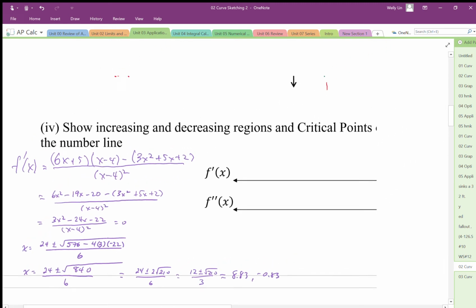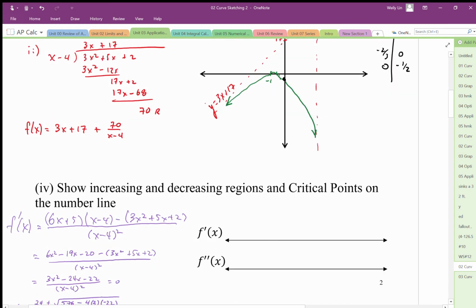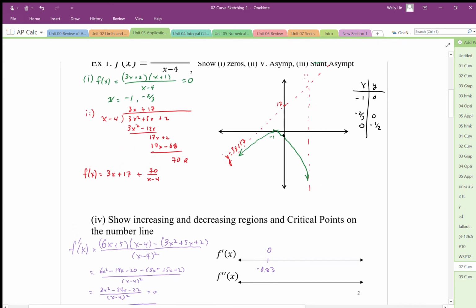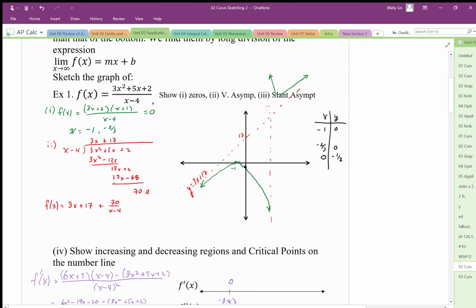Those coordinates are going to relate to these vertices here. So this vertex here is at negative 0.83, so I'm going to put that in there. And then the other vertex way up here is going to be about 8.83. We have an asymptote at 4, so just make sure I have that in there somewhere. It's a non-permissible value there.